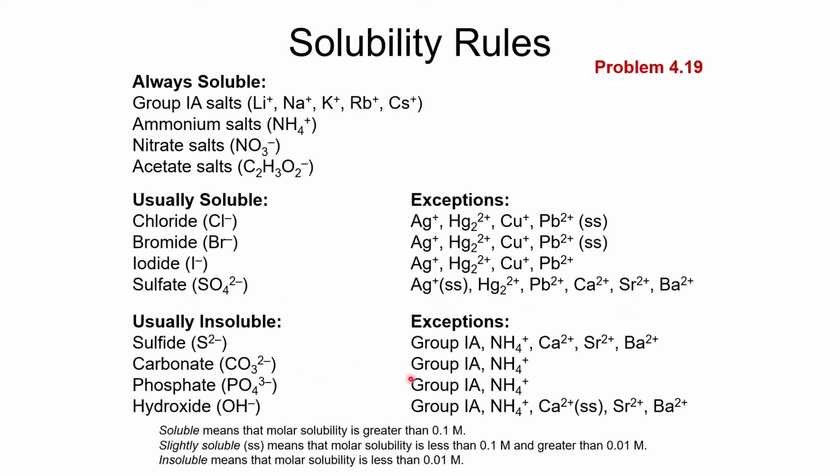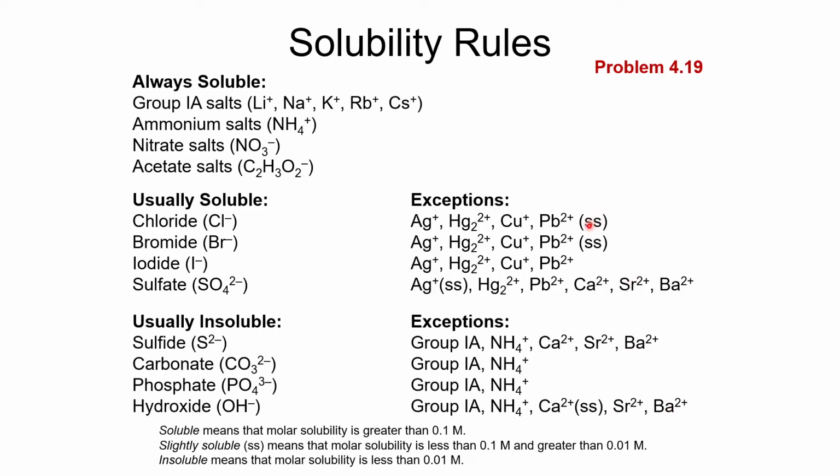For carbonates, we really don't have many exceptions except for the two normal exceptions, so group 1 and ammonium. And for phosphate, group 1 also and ammonium. For hydroxide, we'll also have the group 1 and ammonium. That's a little complicated. I'll talk about that later, but ammonium hydroxide is soluble. But then we'll also find that calcium hydroxide, strontium hydroxide, and barium hydroxide are soluble.